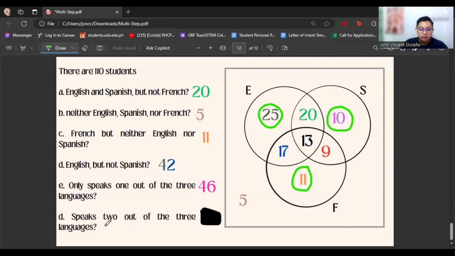And the next, students who speak two out of the three. I think you have already guessed it, right? Just add this intersection, this, and this, not the 13. So here, people speak English and Spanish, two languages, English and French, two languages, Spanish and French. Add them all, get an answer of 46.